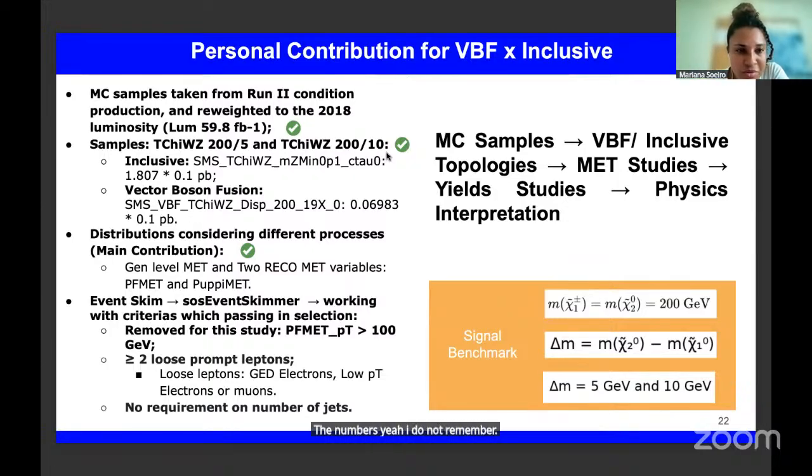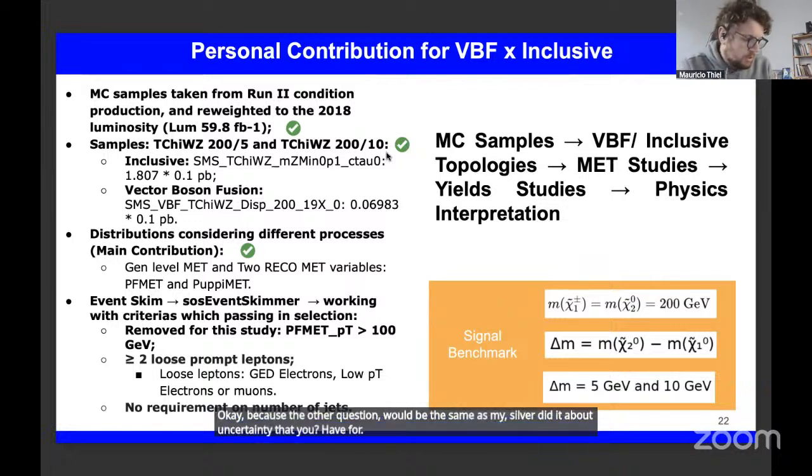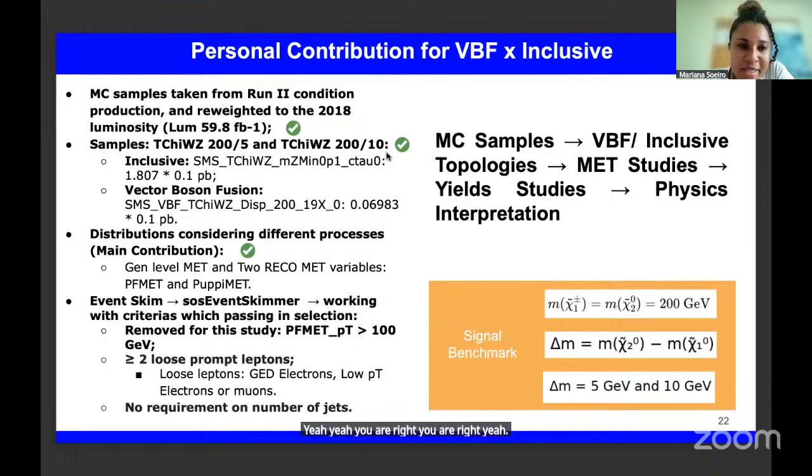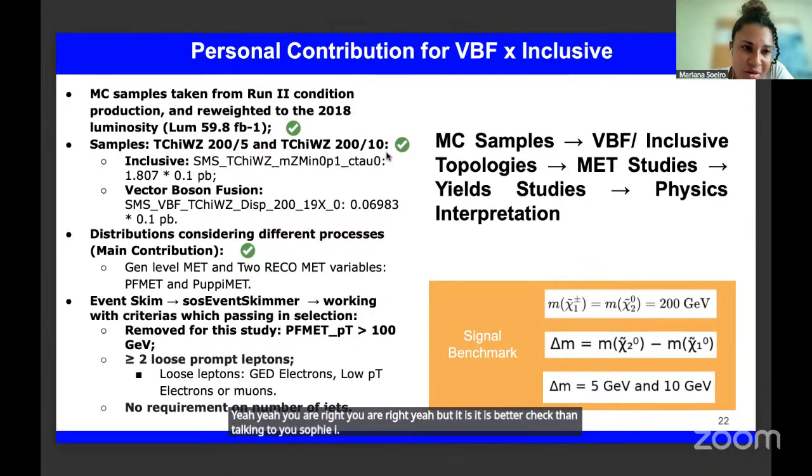Okay. The other question would be the same as Marcelo's. It's about the uncertainty that you have for this method. I believe that the uncertainty has a huge dependence on the cross section that you are using, so also the uncertainty of the cross section. I think this is important for the future. You are right. But it is better to check than to tell you something I don't remember at the moment. So yes, it is better to check.